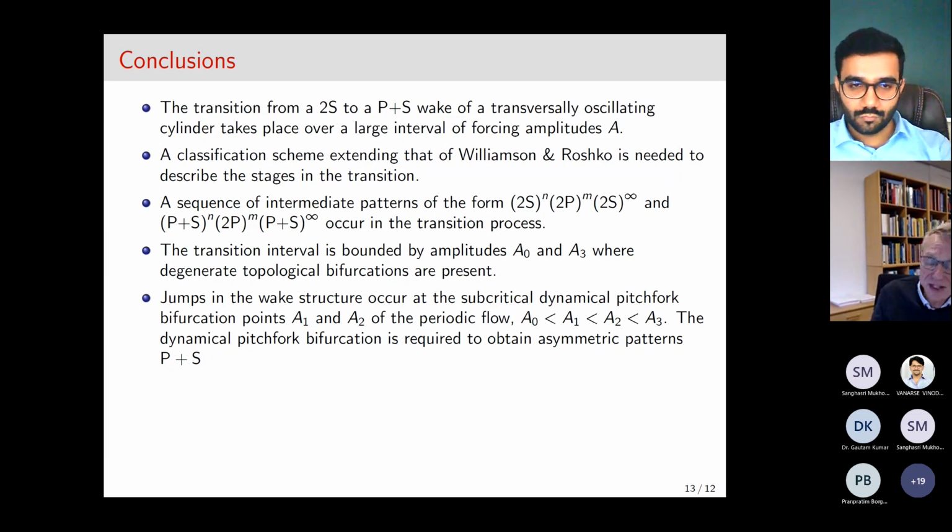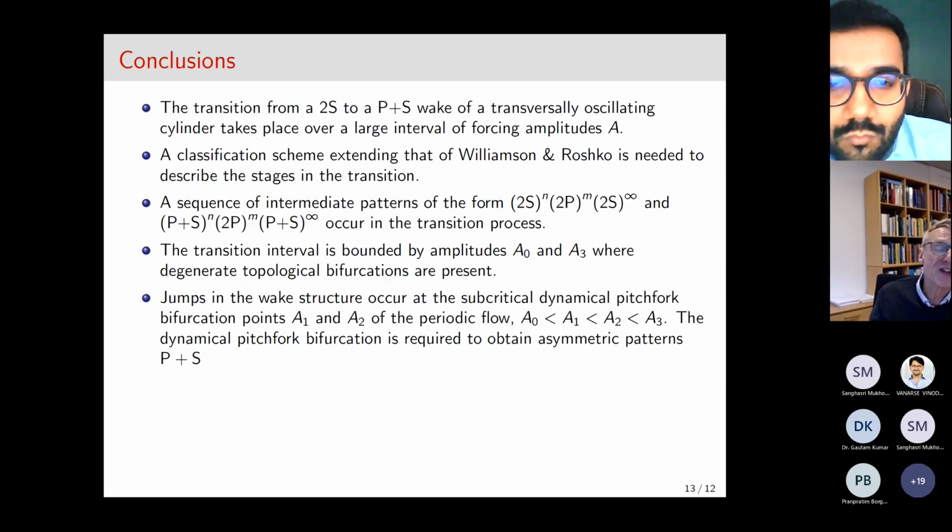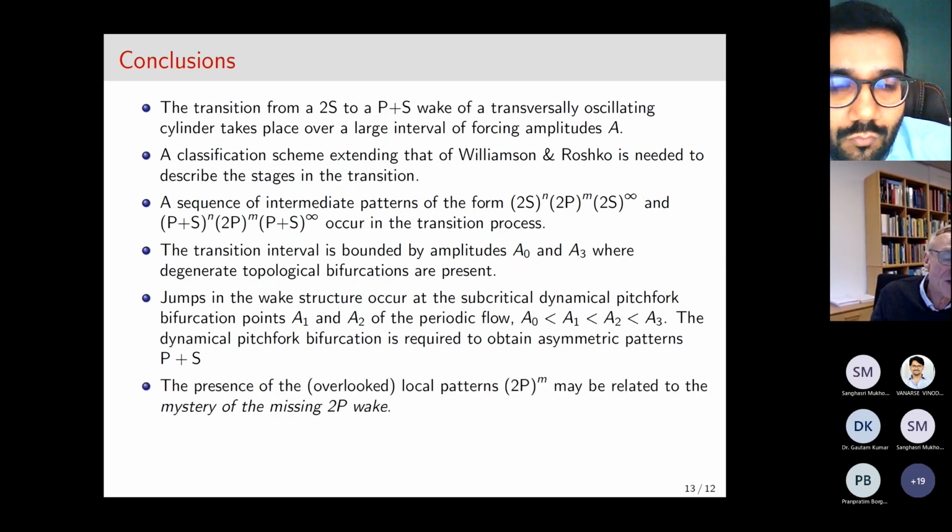The key here at this point is that this symmetry breaking bifurcation is needed to have these P plus S wakes, because otherwise you are in trouble with having non-symmetric. And I think these sort of intermediate local patterns which occur, if you look closely enough, they may be related to the problem of the missing 2P wake.